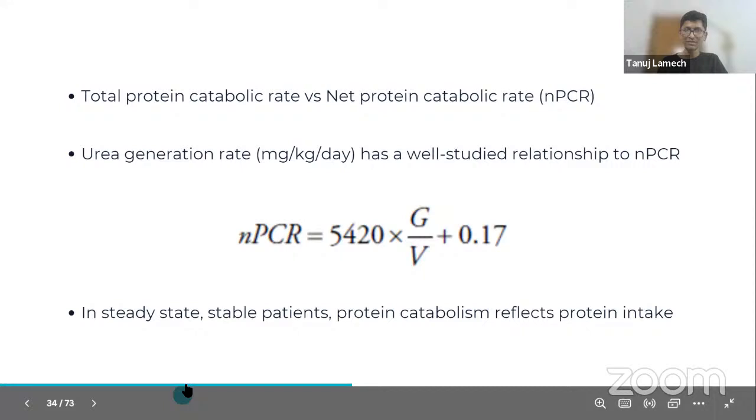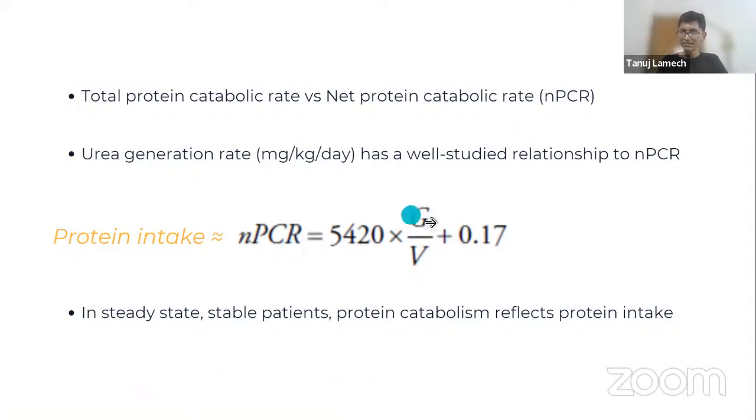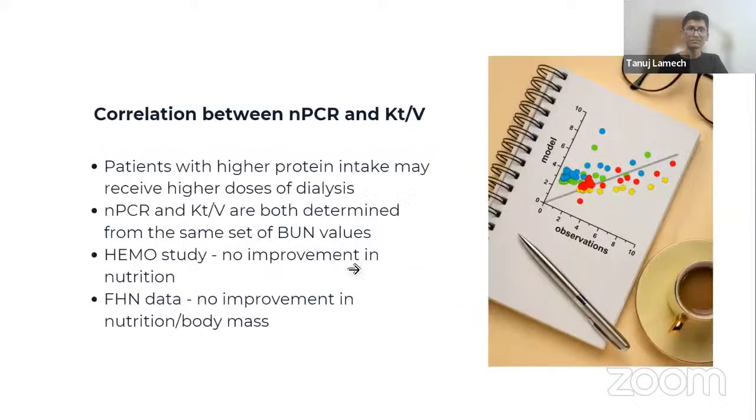And what's the importance of NPCR? We assume that patients are in a steady state. For people in steady state, catabolism equals protein intake. So protein intake equals catabolism, and catabolism can be calculated from urea generation. This gives you an idea of the nutritional status of the patient. So urea kinetic modeling not only tells you about the adequacy of dialysis, it also tells you about the nutritional state and the protein intake your patients are having.